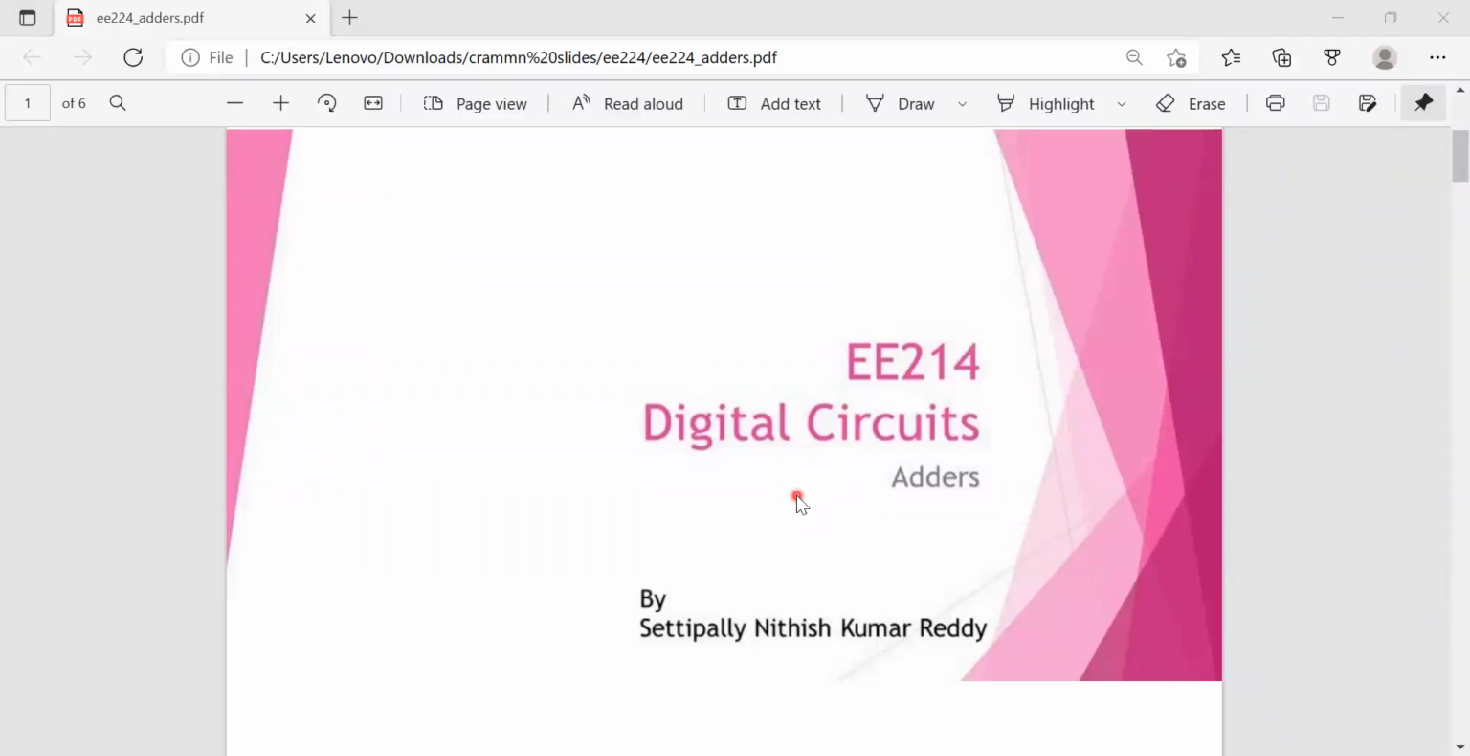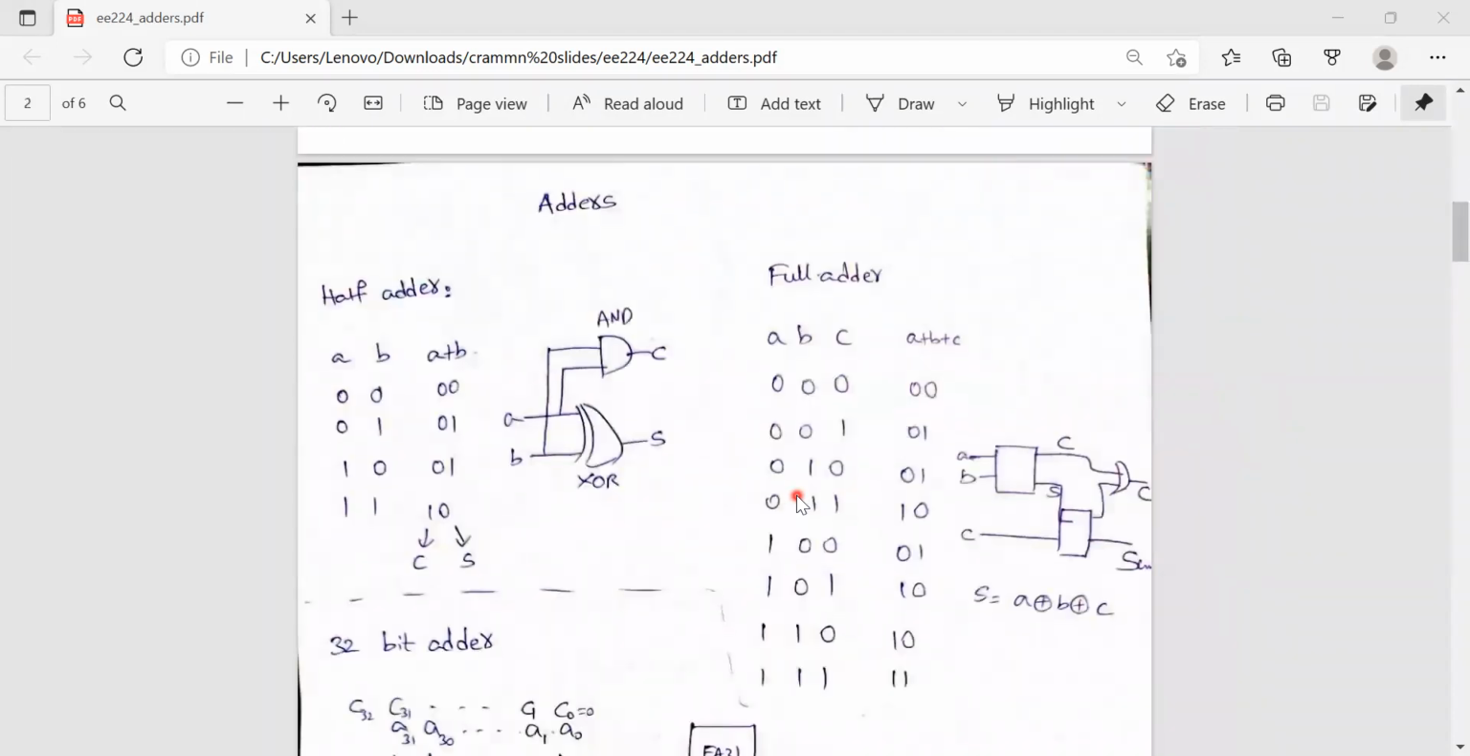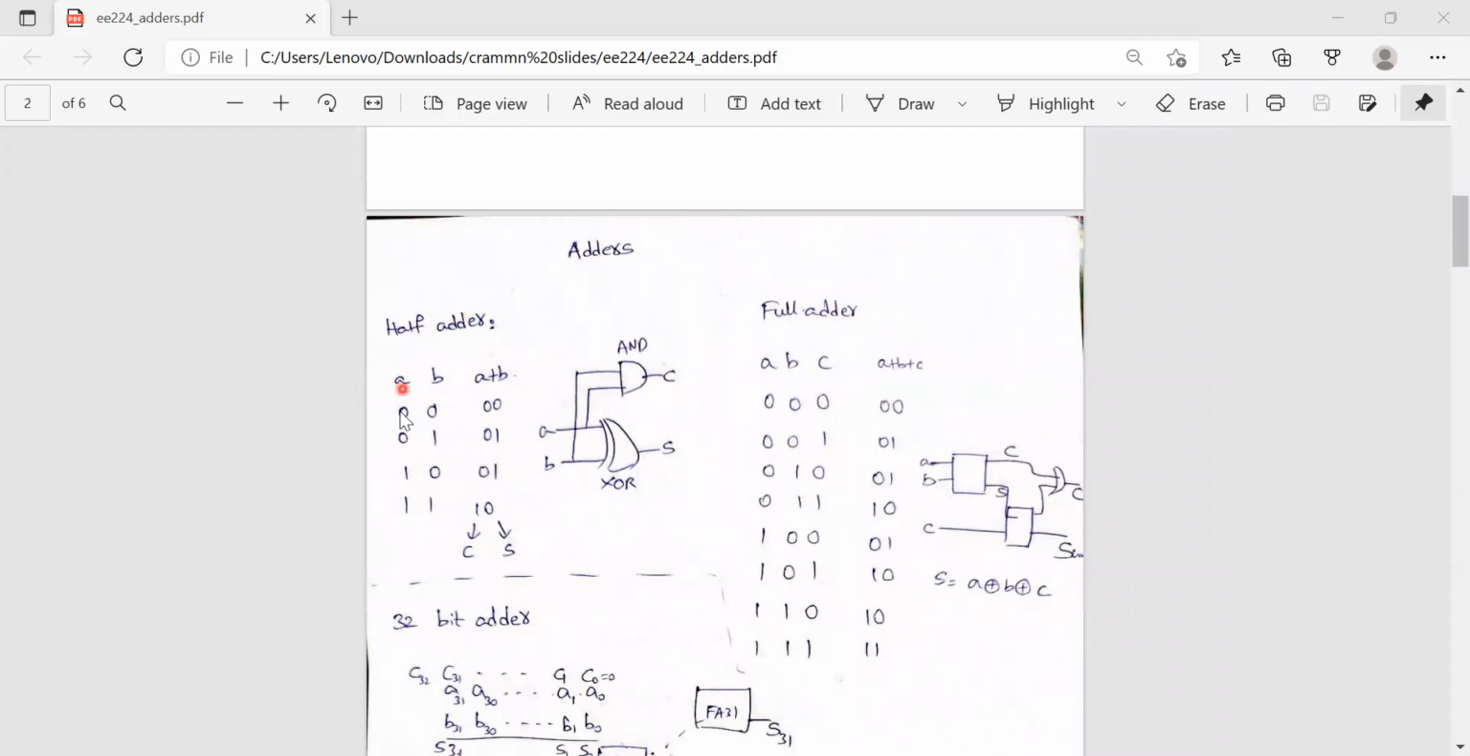Hi, in this video we are going to discuss adders. We already know the structure of the half adder, with one XOR and one AND gate. The XOR gives the output sum and the AND gate gives the output carry. And this is the structure of a full adder. A full adder can be formed by using two half adders.